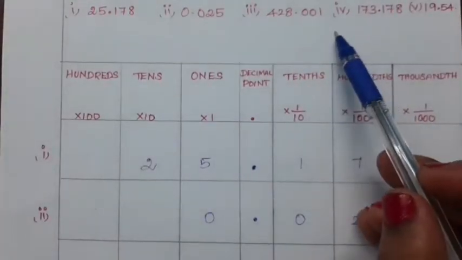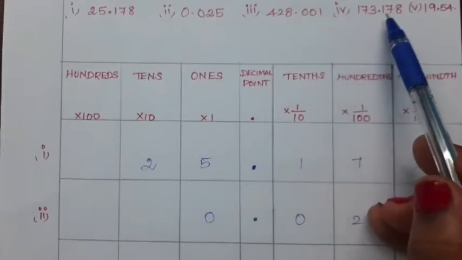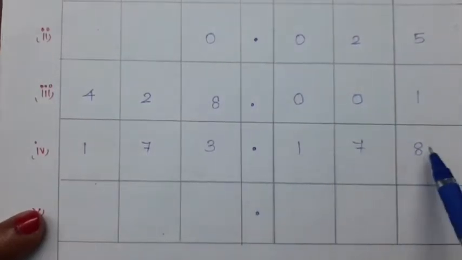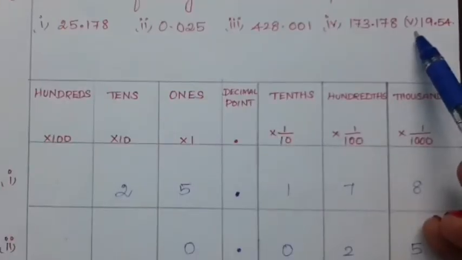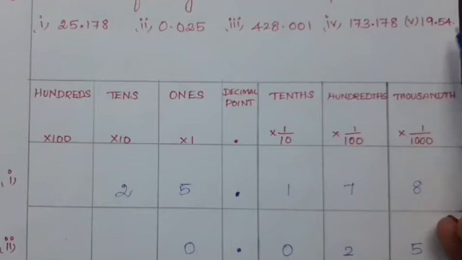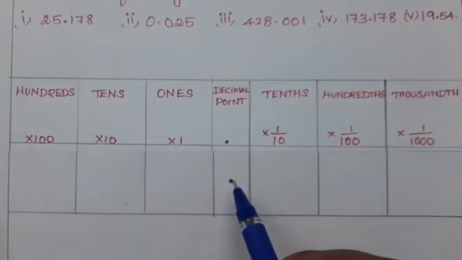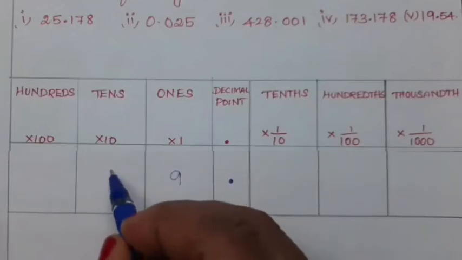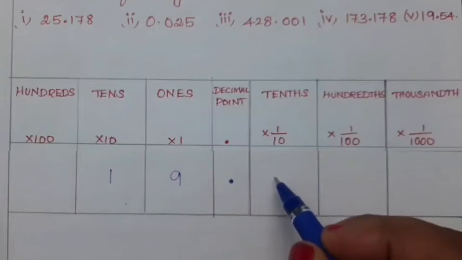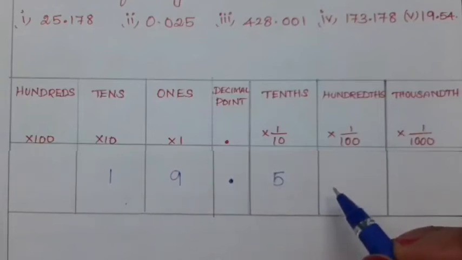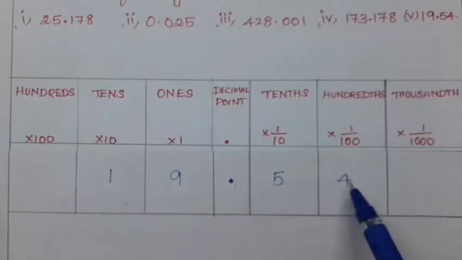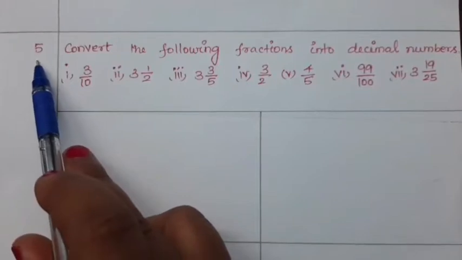Next subdivision 4, 173.178. In subdivision 4 they have given 173.178. Next subdivision 5, 19.54. To the left of the decimal point 9 in ones place, 1 in tens place. To the right, 5 in tenths place, 4 in hundredth place, 19.54.